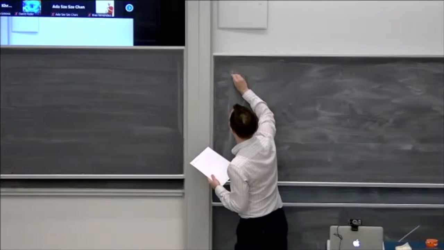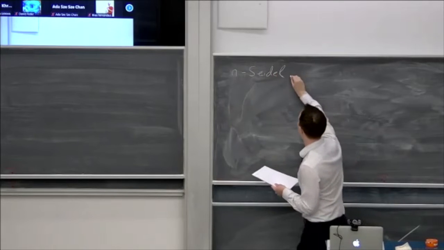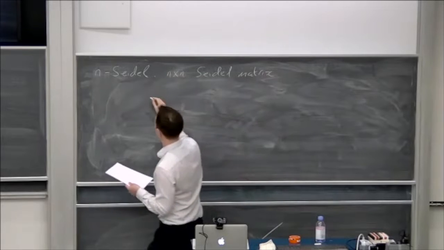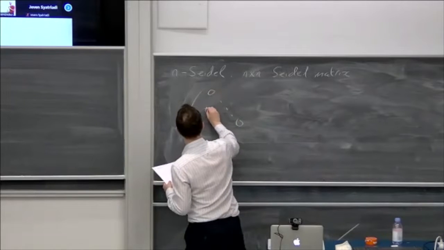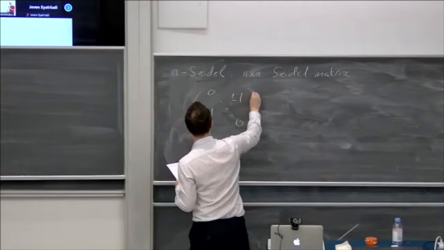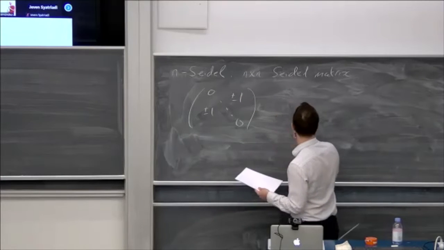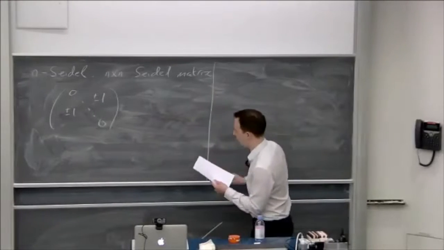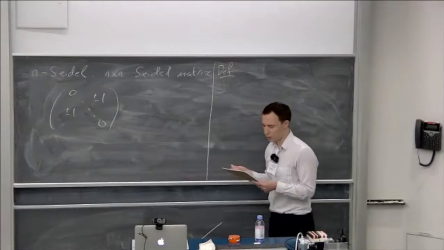First, an n-Seidel, as I write, just means an n by n Seidel matrix, and this just looks like this. So it's a symmetric matrix with zeros on the diagonal, plus and minus 1 on the off diagonal. And we also had a couple more definitions that we'll need to remember. First of all, I'll redefine type 2 polynomials.